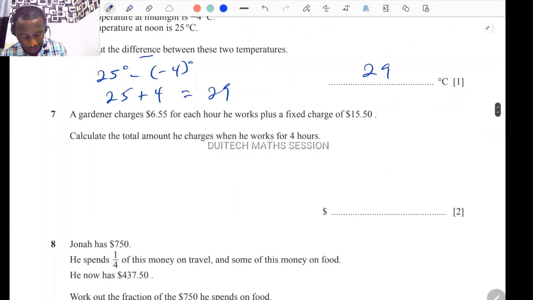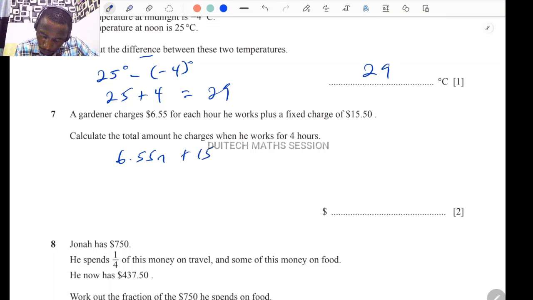The next question says a gardener charges $6.55 for each hour he worked plus a fixed charge of $15.50. So now, if he charges 6.55 for each hour, that means if he works for 2 hours, it will be 6.55 times 2. If he works for 3 hours, 6.55 times 3. So how do we estimate? That means if he works for n hours, it will be 6.55 times n. Then we are told that it plus the fixed price of 15.50. So the question now says, calculate the total amount he charges when he works for 4 hours.